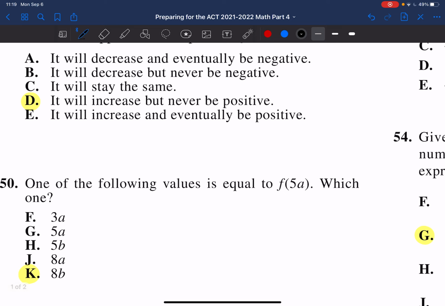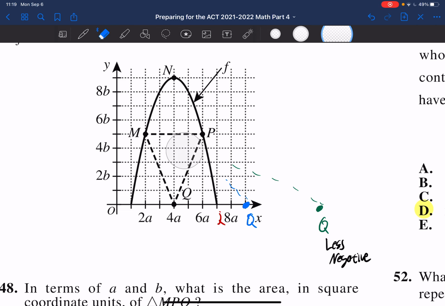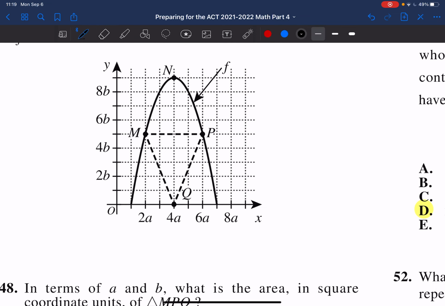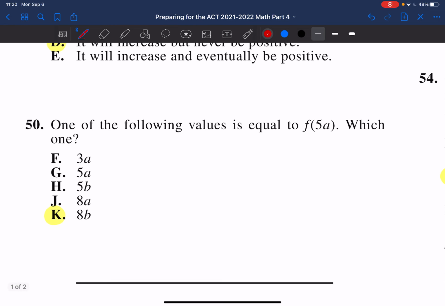Number 50, which of the following values is equal to f of 5a? So what we are doing is looking at the parabola because that is the function f. And so the question is, what is it doing to 5a? So 5a is right here. So I trace it up to this point on the graph, and then I see, okay, what y value does it give me? It gives me 8b. So there is the reason why letter K is the answer for this problem.